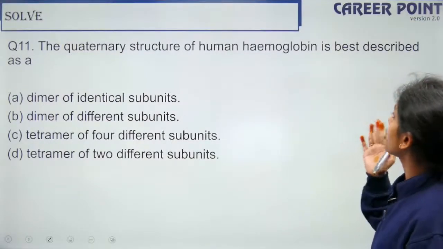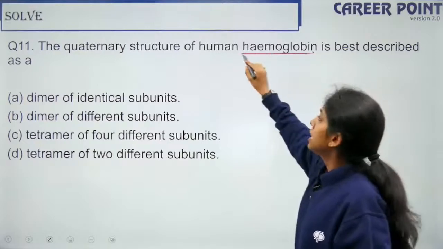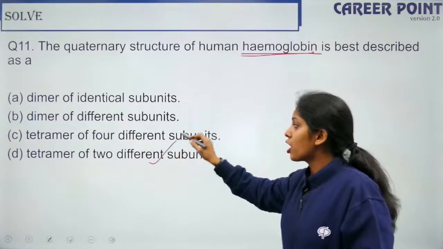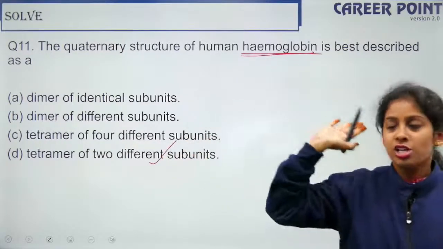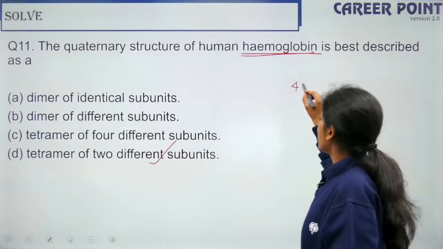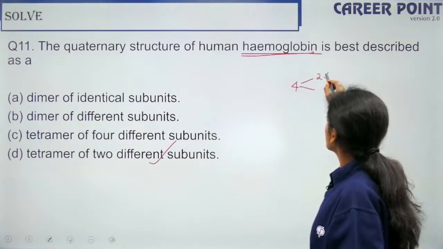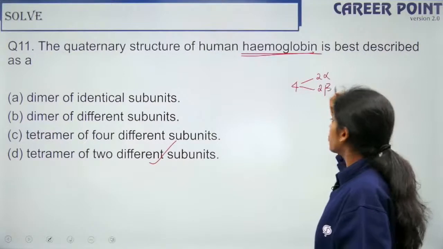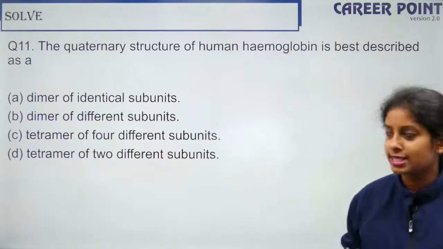So we go to question 11. The quaternary structure of human hemoglobin is best described as a tetramer with 2 different subunits. Tetramer means 4, but we have 2 different subunits, 2 alpha and 2 beta subunits. So this is how best it is described.